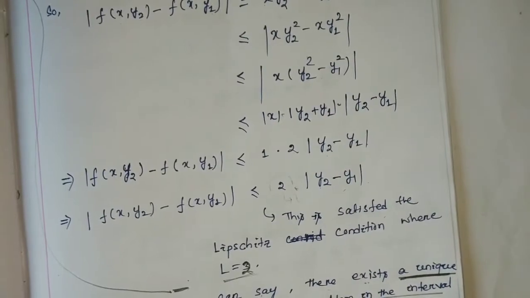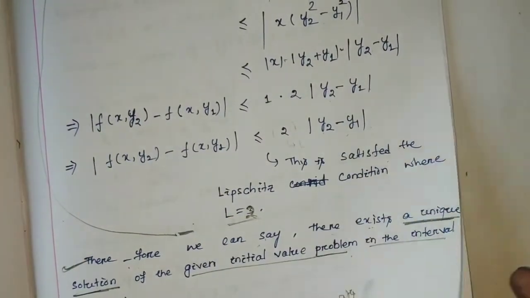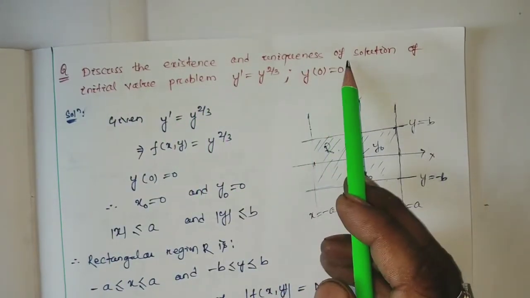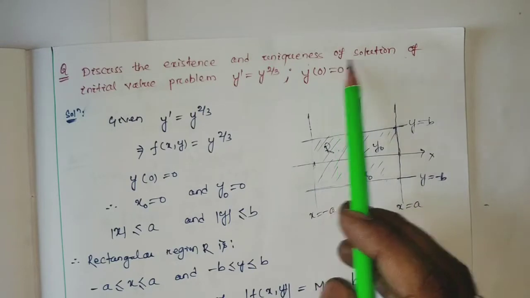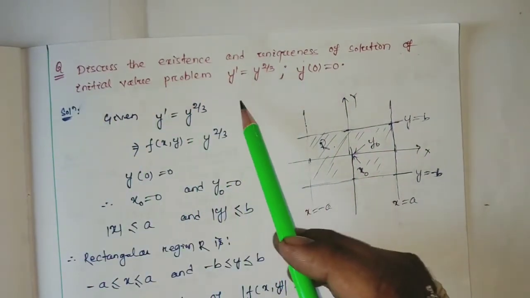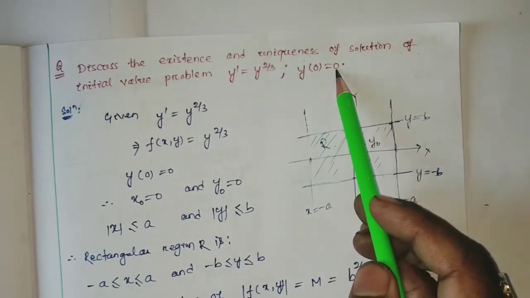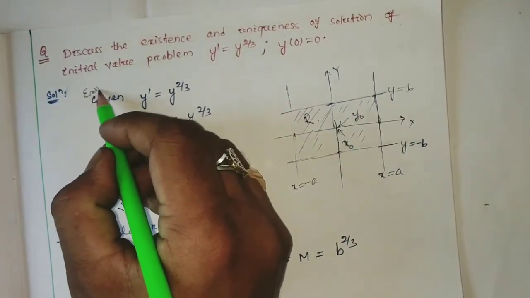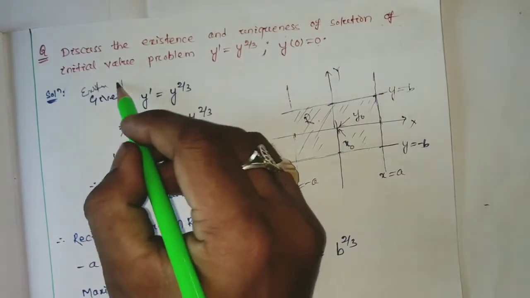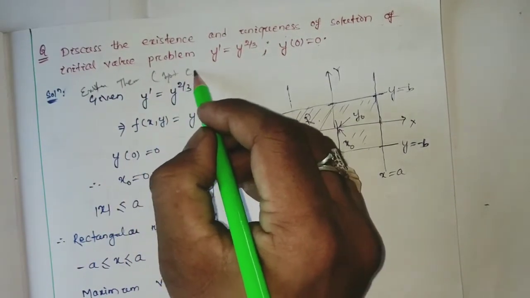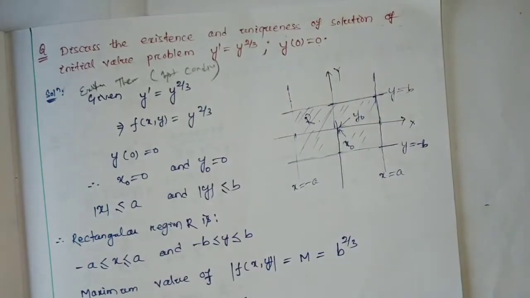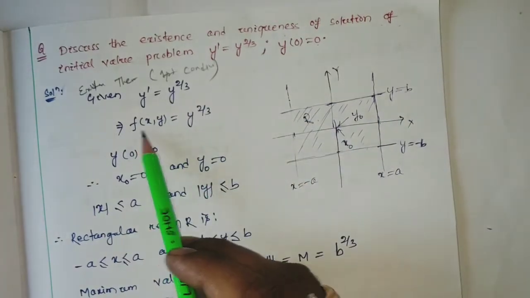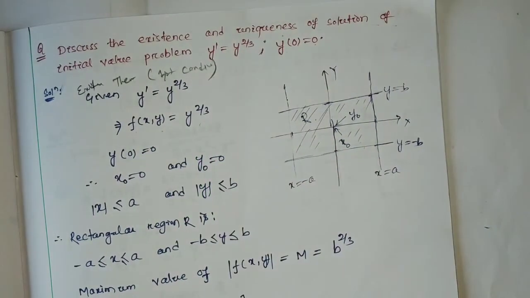Okay. Now we are going to go for the next question, that we have to discuss the existence and uniqueness of the solution of the initial value problem y dash equal to y to the power 2 by 3, y(0) equal to 0. First we have to consider the existence theorem, or the so-called first condition, that we have to check. So here y dash is given as y to the power 2 by 3, or f(x,y) is nothing but y to the power 2 by 3, right?